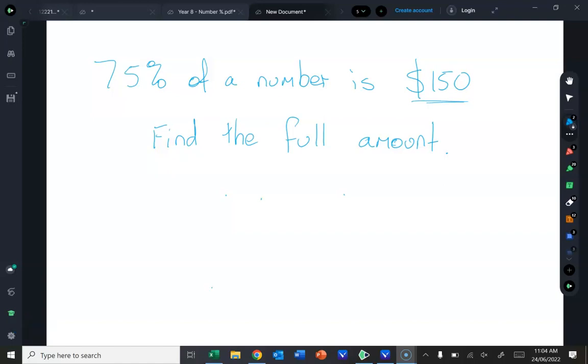Okay, so occasionally what they'll do is give you a percentage and tell you what the portion of it is. So in this question, 75% of a whole amount, of a whole number, is $150, okay?